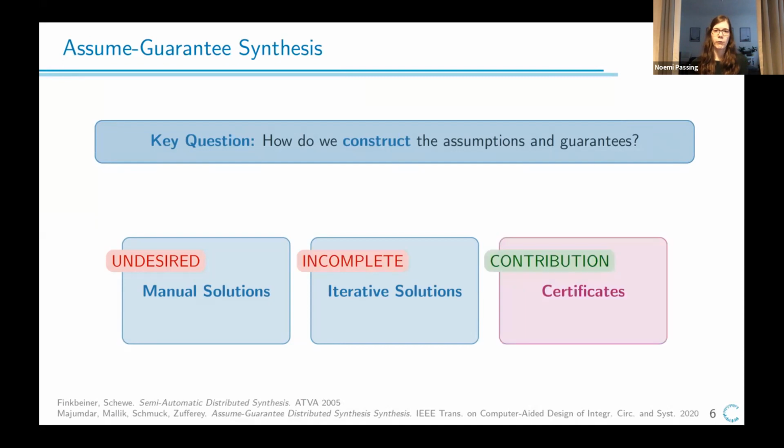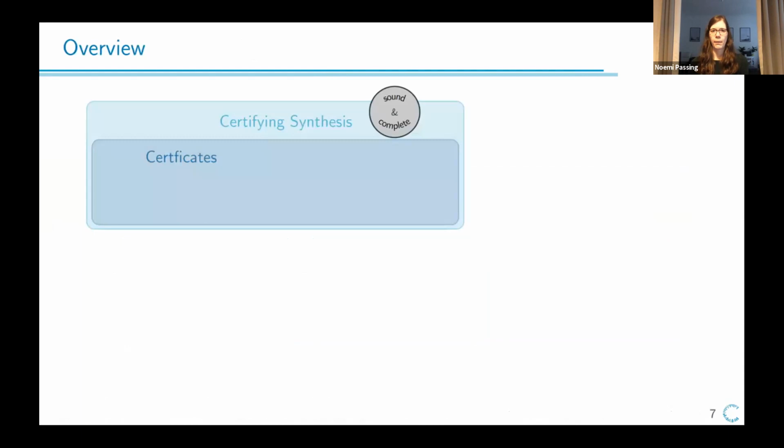So today I will present a third approach based on so-called certificates, which is on the one hand completely automatic, so we don't require user interaction, and on the other hand it is complete. Our algorithm is called certifying synthesis, and it is based on these certificates. From these certificates, which are synthesized completely automatically in addition to the strategies, we then build our assumptions and guarantees for our assume guarantee contract.